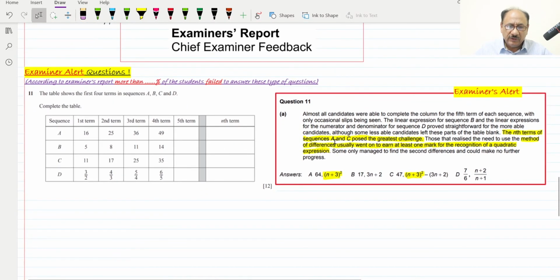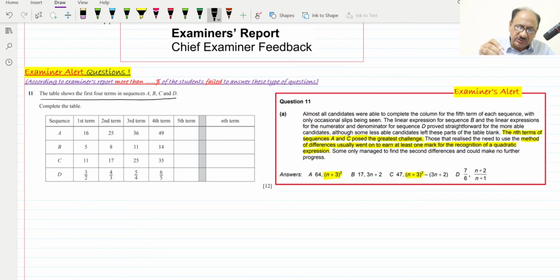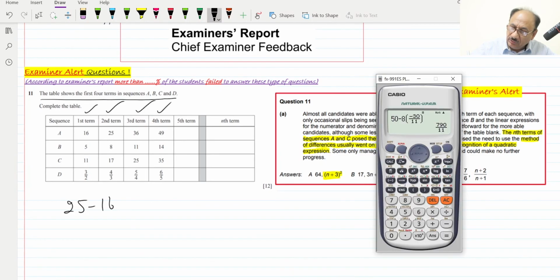Examiner report says, this is the question which we have chosen from the past papers. The table shows the first four terms of the sequences A, B, C, D, and we have to complete the table. First term, second term, third term, and first four terms are provided. Fifth term we have to write. So the fifth term we can check with the difference method. For example, for part A, 25 minus 16 will be equal to 9. We can check with the calculator also.